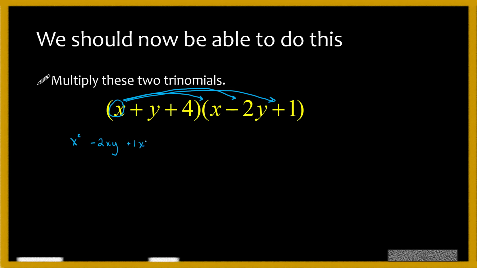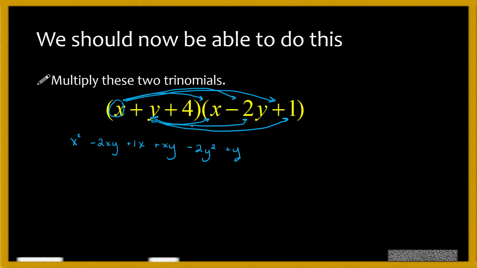Now of course remember I don't need to have the 1 in front of the x. I just did that so you can see the two terms. Now we take the second one, the y. So I'm going to take the y, and I'm going to multiply it by all three terms in the other trinomial. So now I have y times x, or positive xy, y times minus 2y, or minus 2y squared. Y times 1 gives me plus y.